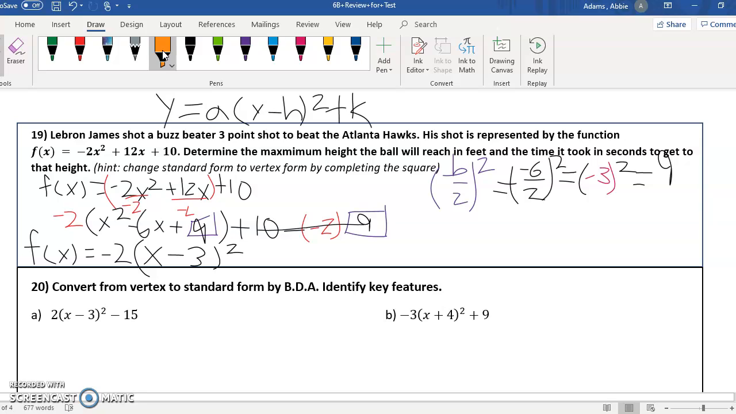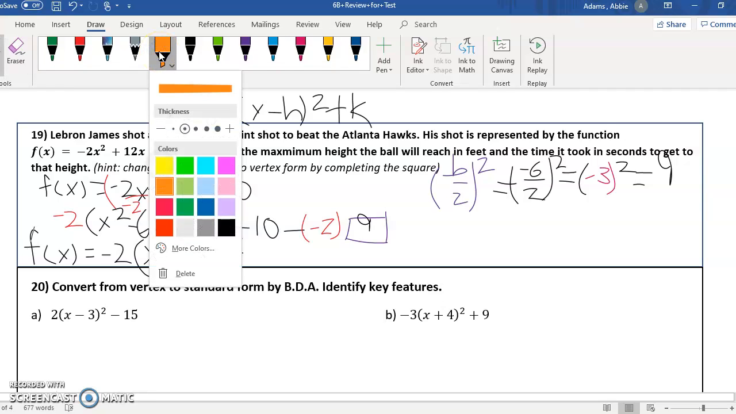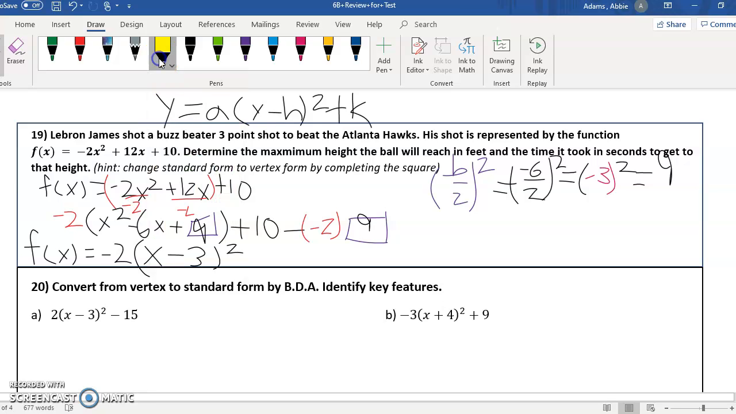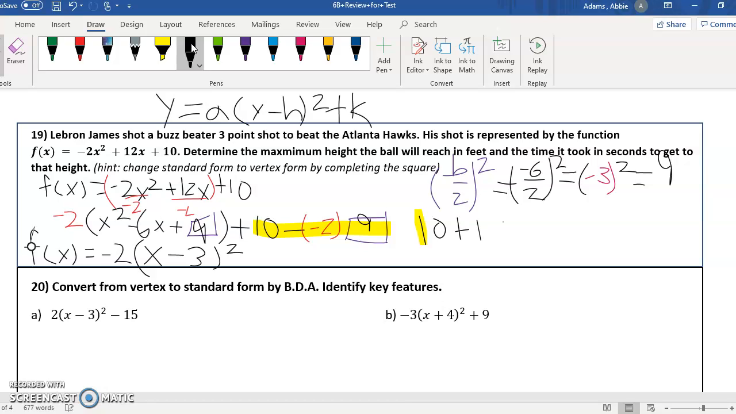So the 10, excuse me there. I can erase that. Anyways, we have this 10 minus negative 2 times 9. So negative 2 times 9 is negative 18. And so 10 minus negative 18 is the same thing as saying 10 plus 18. So our new k value here is going to be 28.